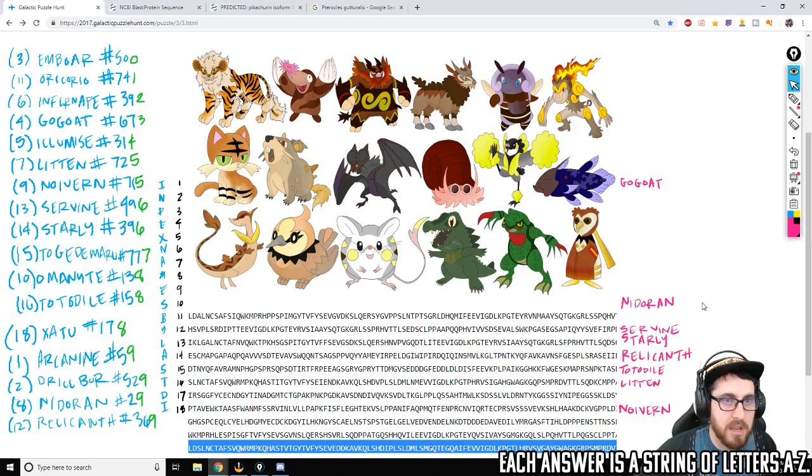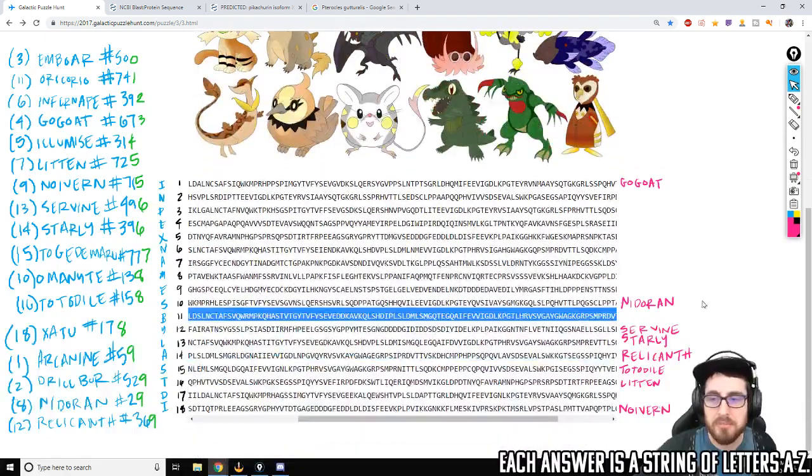The one before that might have been Oricorio. Number 11. Oh, it's true. Let's go ahead and do that then. Let's make this one Starly.